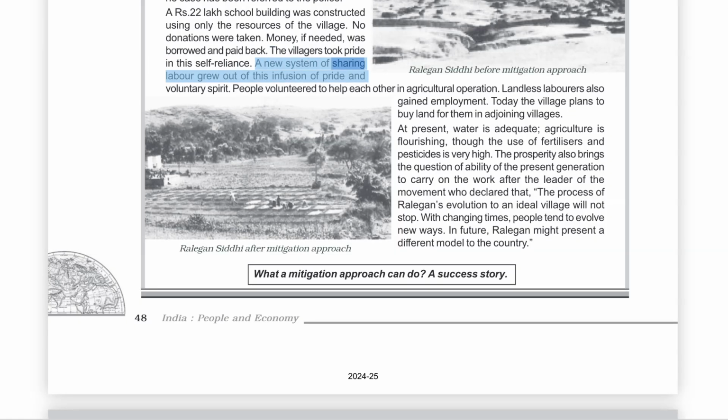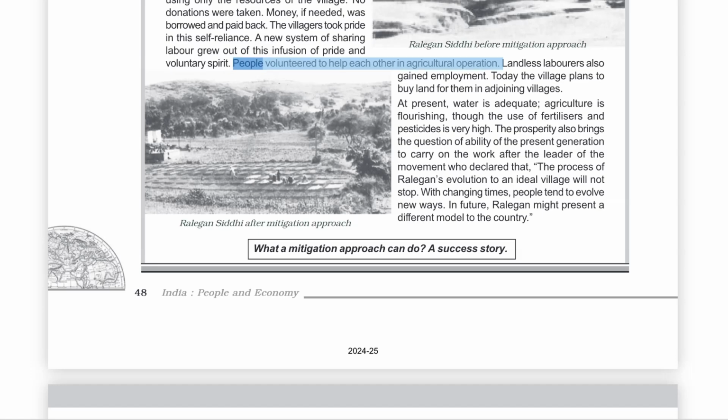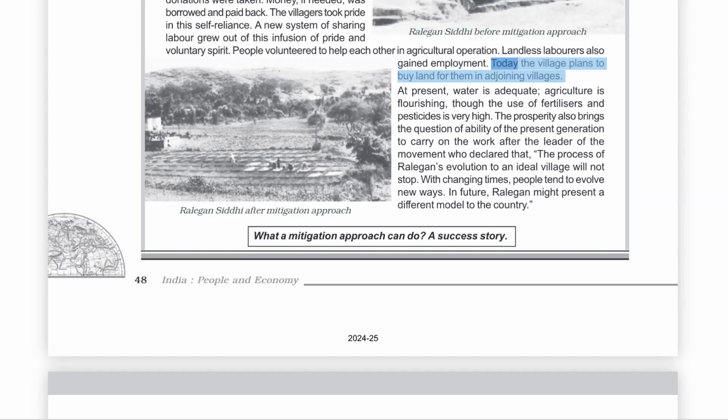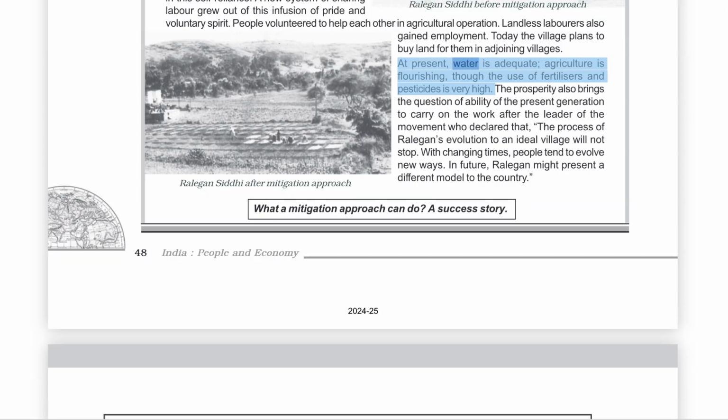A new system of sharing labor grew out of this infusion of pride and voluntary spirit. People volunteered to help each other in agricultural operations. Landless laborers also gained employment. Today, the village plans to buy land for them in adjoining villages. At present, water is adequate and agriculture is flourishing, though the use of fertilizers and pesticides is very high.